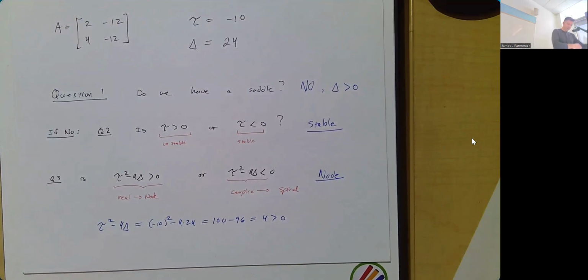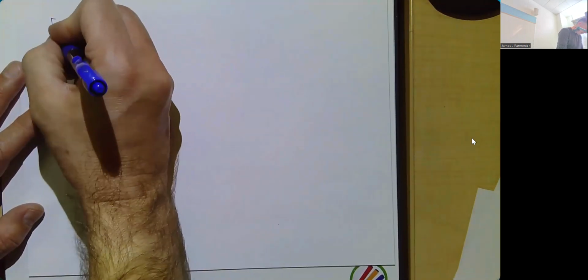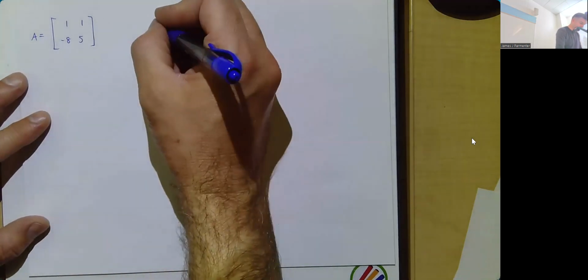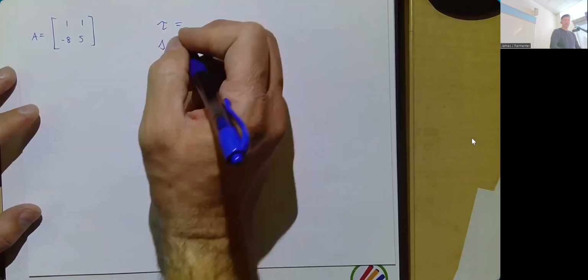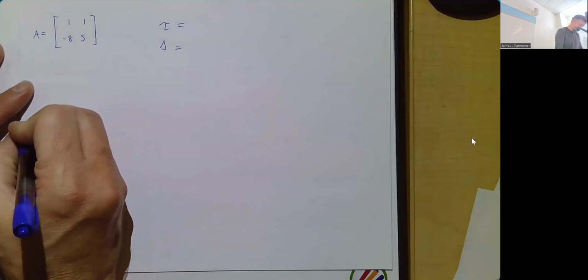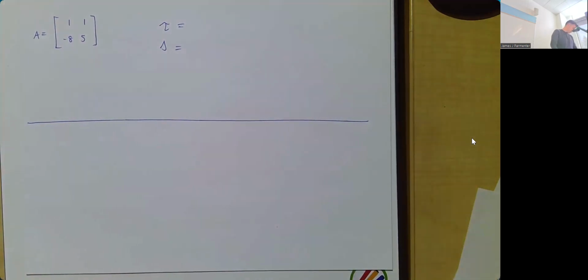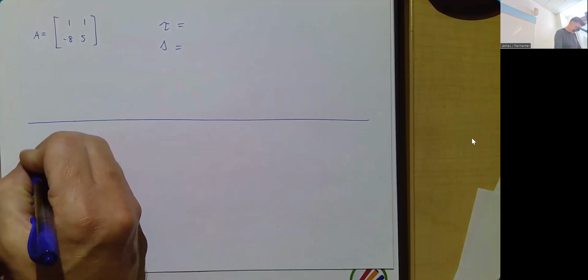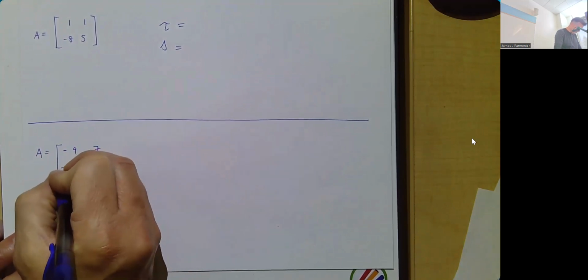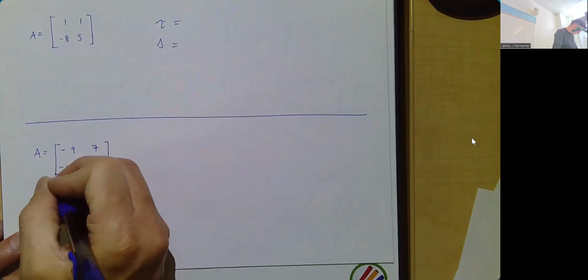Let's look at a couple more. Why don't you all try? Try this one: 1, 1, -8, 5. Again, find your trace, find your determinant, and then try to figure out what you've got. I'll write down the next one for you too. If you figure that one out, you want to go to the next one. Here's the next one. One's gonna be kind of gross, not gonna lie.